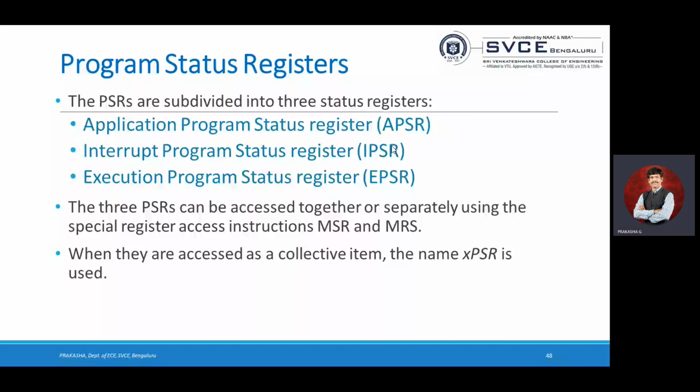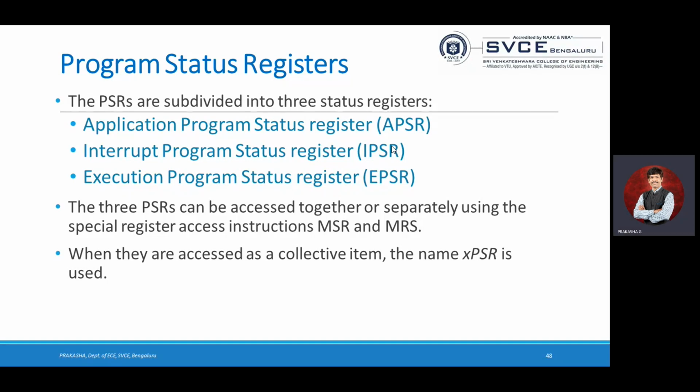Program status register. As we all know, whenever we are executing the program, we should know the status of that. Basically, we call that PSR, program status register. It's been divided into 3 subcategories: one is APSR, IPSR, and EPSR.